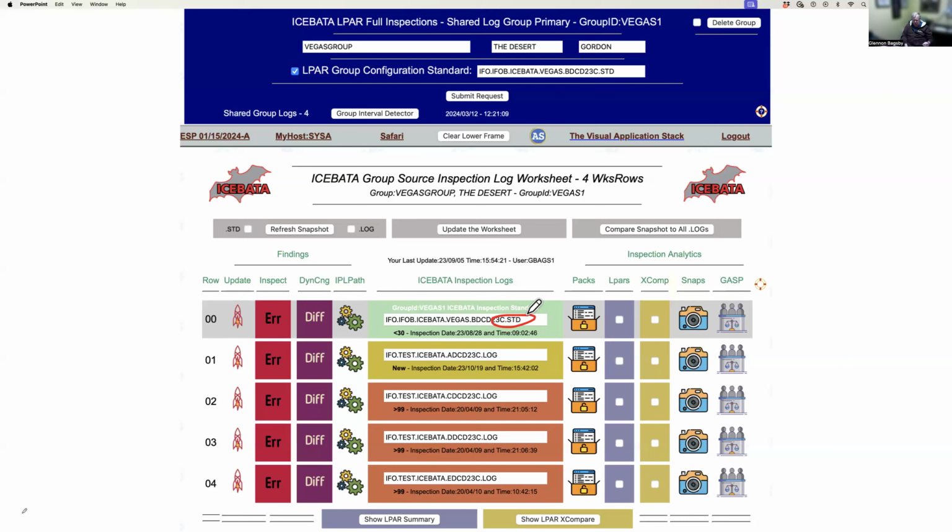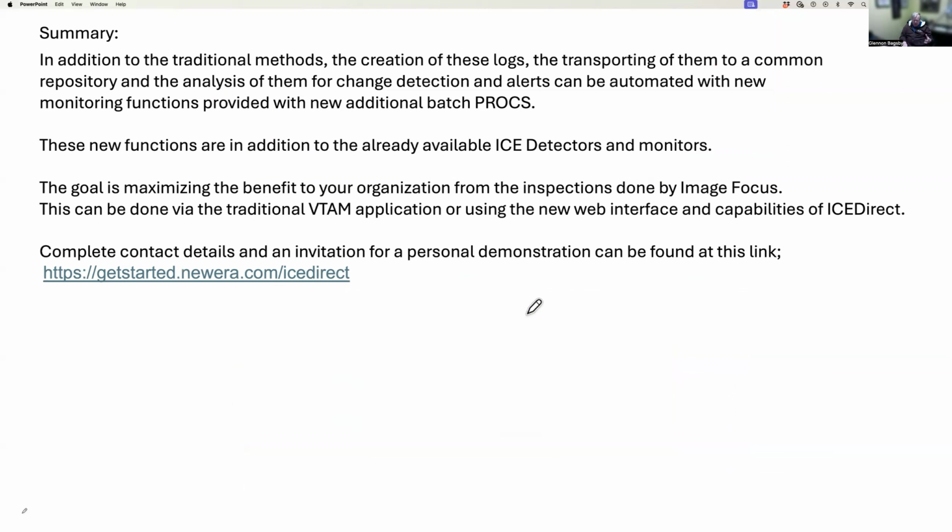It can also be automated with additional new procs that are available within the integrity controls environment to analyze this data and to give you the results automatically. These new batch procs and batch jobs are available, and they're in addition to some already existing ones that you may or may not be aware of that do detections and monitorings on their own.